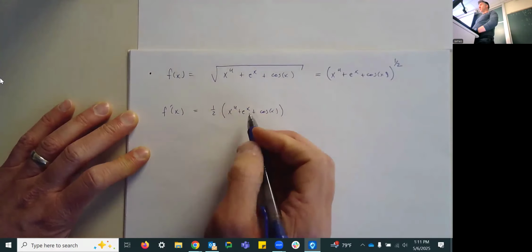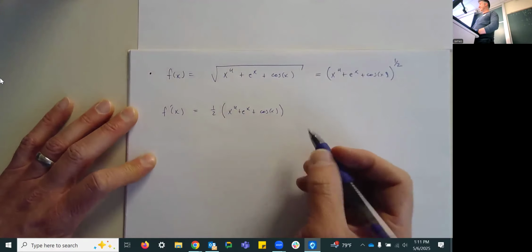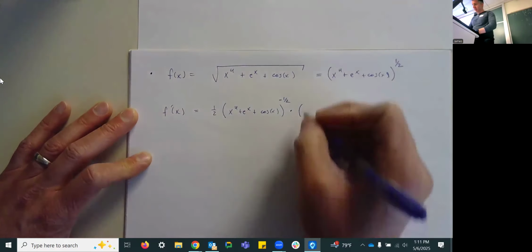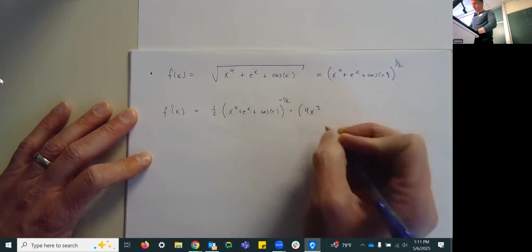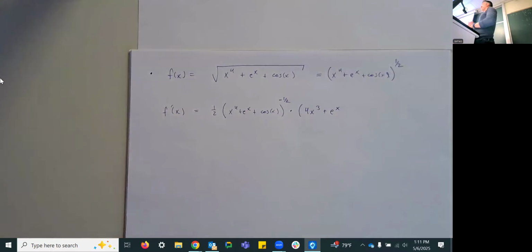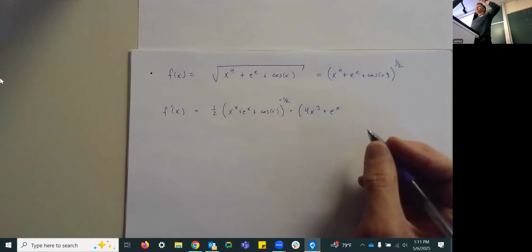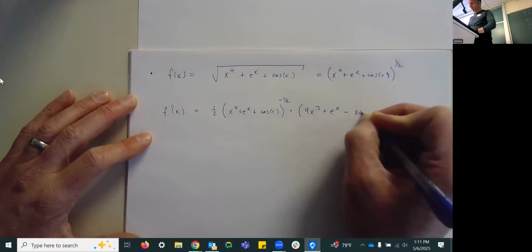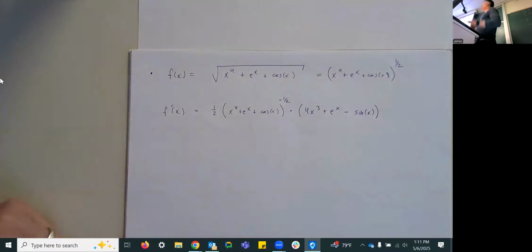to the, let's see, my new power is 1/2 minus 1, which is negative 1/2. And then we have to multiply by the derivative of the inside. So it's going to be 4x cubed plus the derivative of e to the x, which is e to the x. And instead of writing plus, I'm going to look ahead and be like, oh, my derivative is negative sine. I don't really want to write plus negative sine of x. I'd rather just write minus sine of x. So if you see that coming up, make the smart choice and write just minus the thing instead of plus negative the thing. It's fine to write it the other way. It just doesn't look as nice.